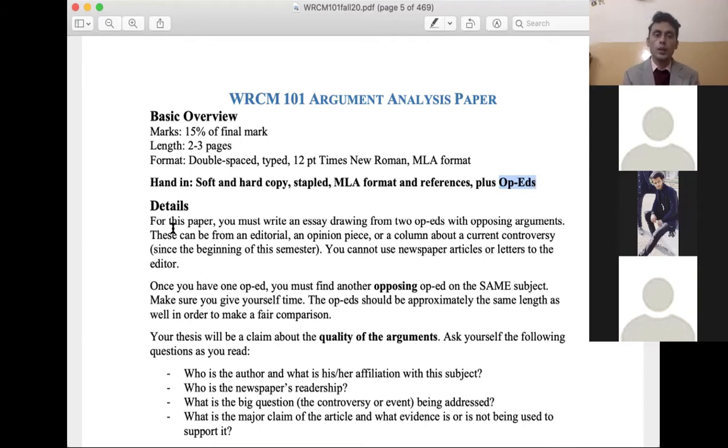So here are the details for the assignment. You can read this detail on your own as well. Now, what you will do, students, is first of all find one editorial or one opinion piece on a topic of your own interest.